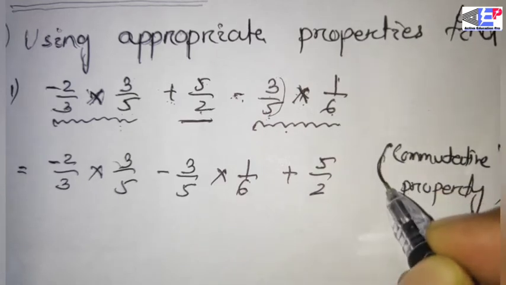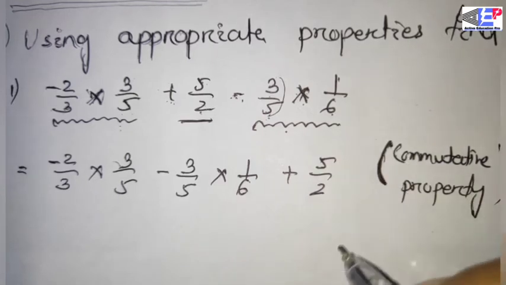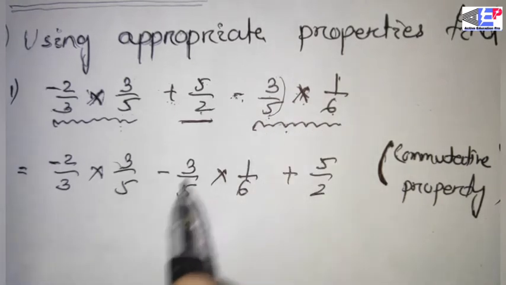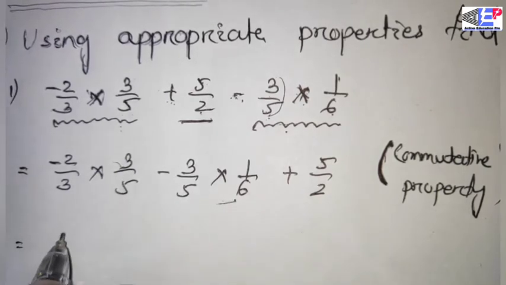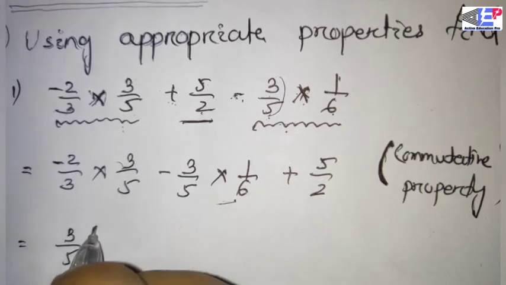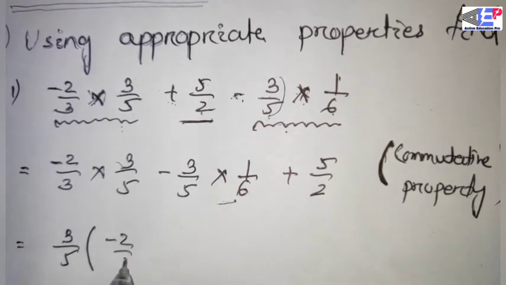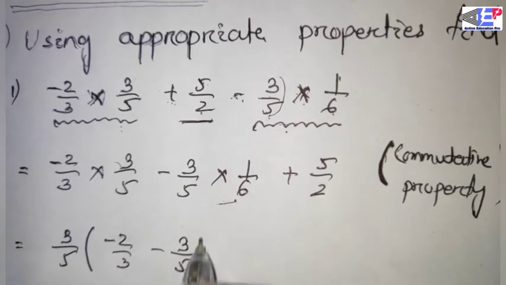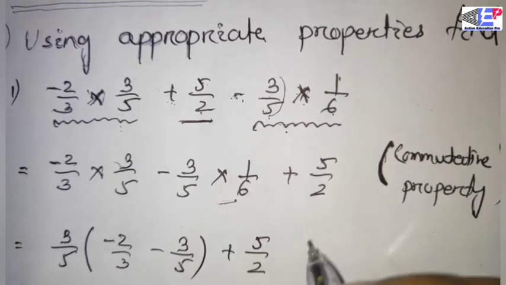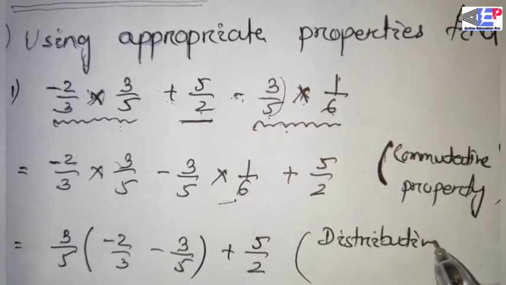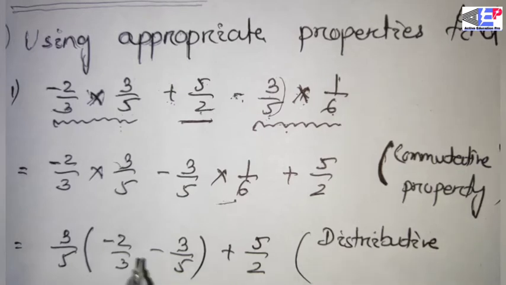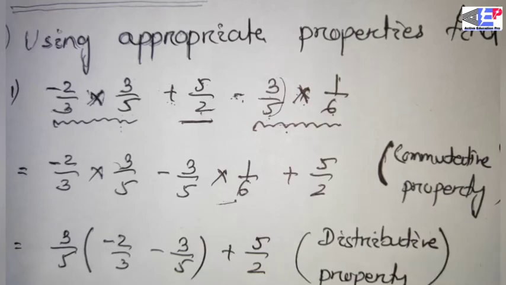At the time of multiplication, you know multiplication of rational numbers is commutative. Commutative means change its order. The third term comes to the second term. Now solve it. Now follow the distributive property. Take 3 by 5 as the common factor: minus 2 by 3 minus 3 by 5, plus 5 by 2. It is the distributive property of multiplication over subtraction.